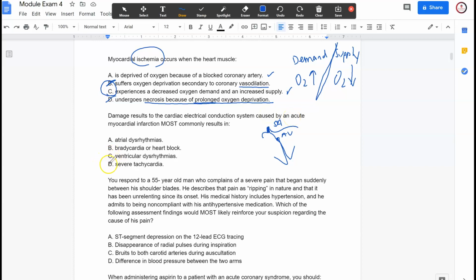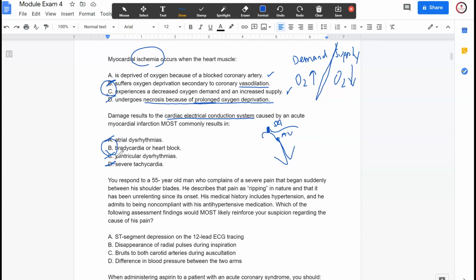Traditionally, you don't really see severe tachycardia. Tachycardia really is more often seen when you have a really good intact electrical conduction system. It may or may not be ventricular or atrial. We can't say because they don't specify. They just say the cardiac electrical conduction system. Could be anywhere along this pathway. So both A and C are out, which means that B, bradycardia or heart block, is your most accurate answer.